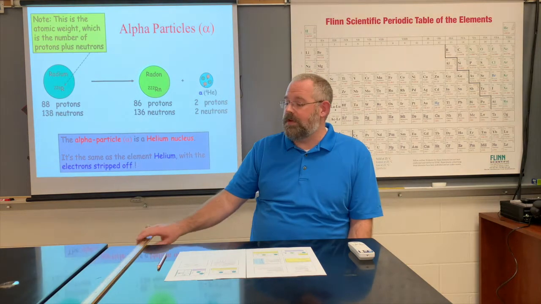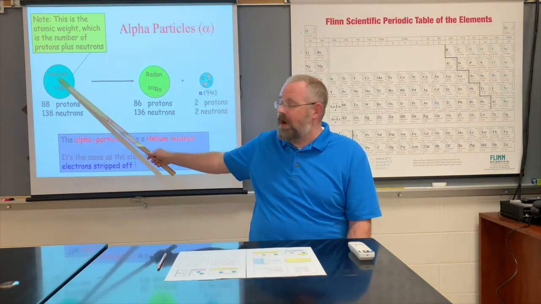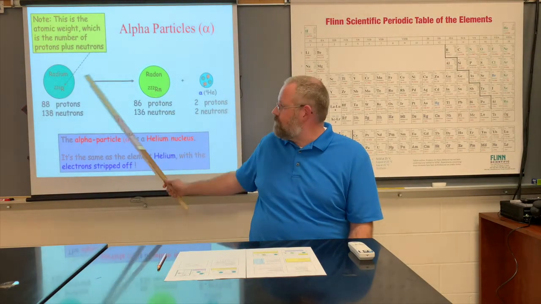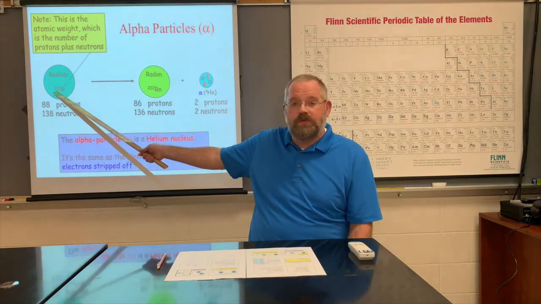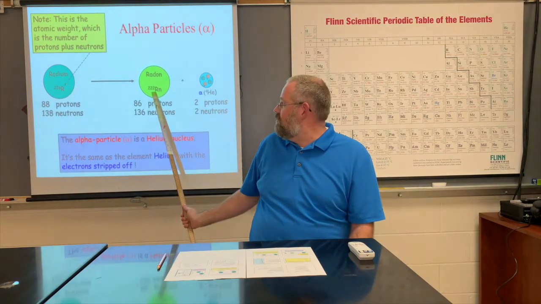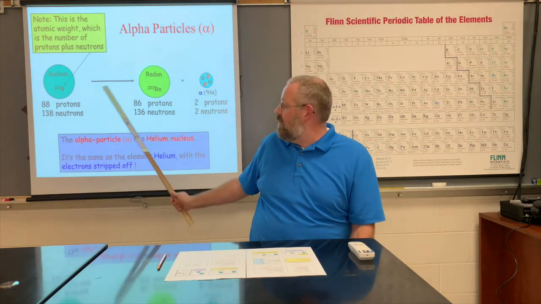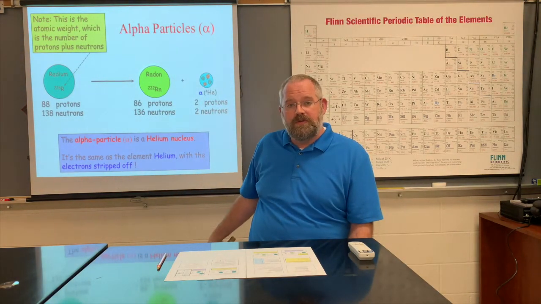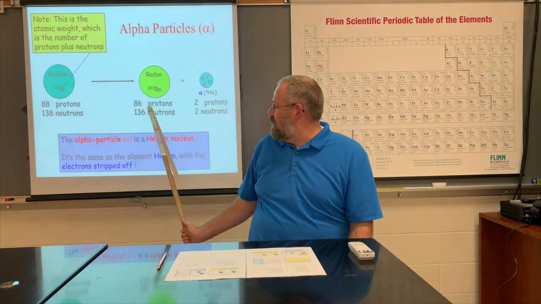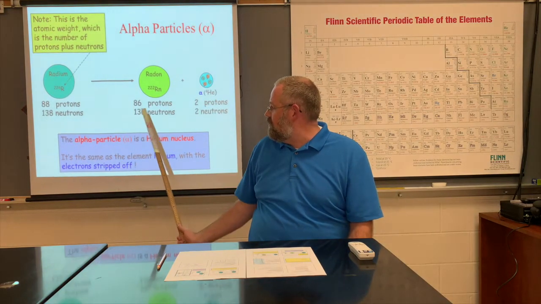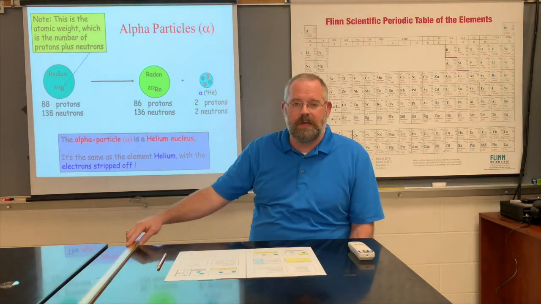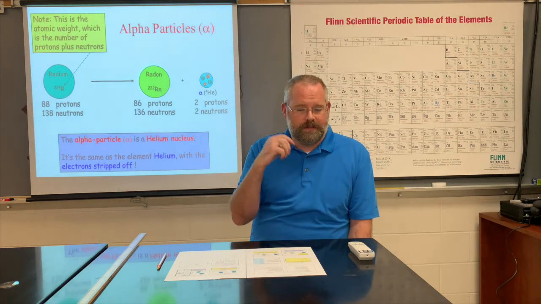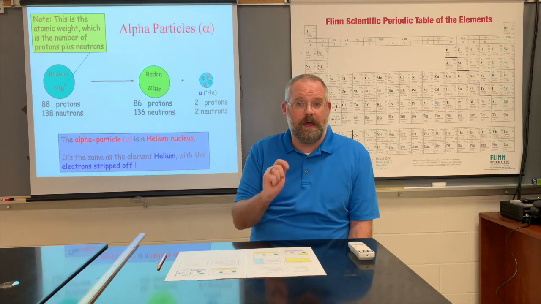Okay, now the example I've given you here is radium decaying into radon. Radium with a mass number of 226 will decay into radon-222. It loses 4 particles. It loses 2 protons and 2 neutrons: 88 protons to 86 protons, 138 neutrons to 136 neutrons. Okay, so it's important to know that those 4 particles are an entire alpha particle.